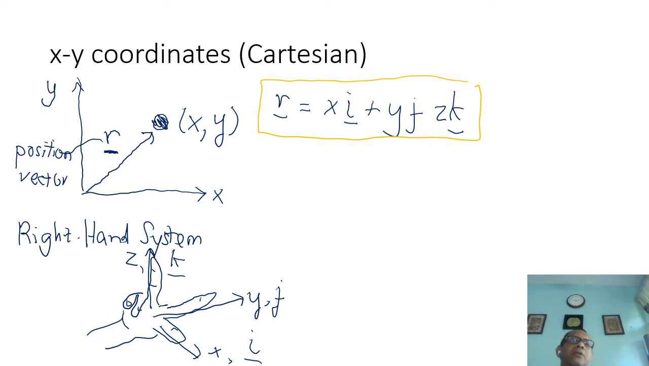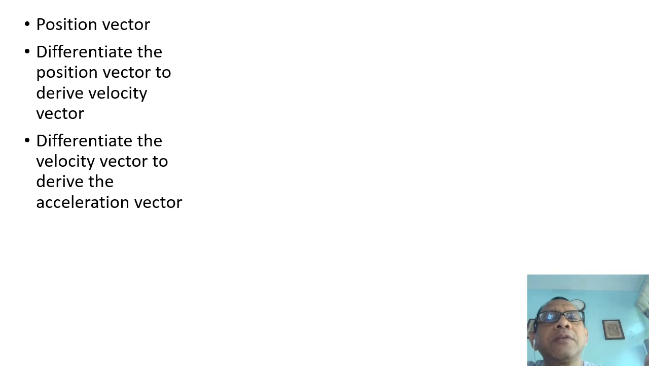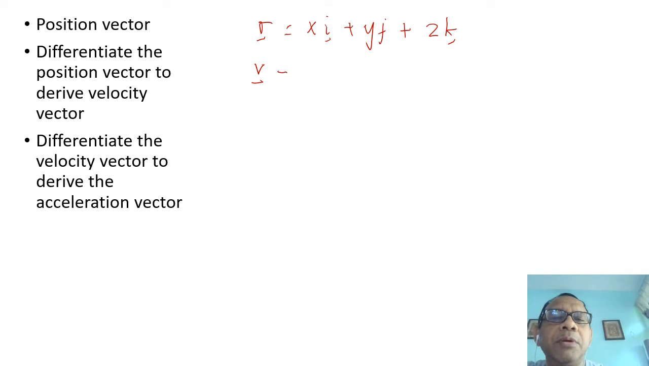So for example, we have a coordinate system where we can write the position vector as r equals x i, where i is the unit vector in the x direction, plus y j, where j is the unit vector in the y direction, plus z k. So from that position vector, we can differentiate it to obtain the velocity vector. We can write the velocity vector v with the underline below to show it's a vector, as the differentiation of the position vector, dr over dt.